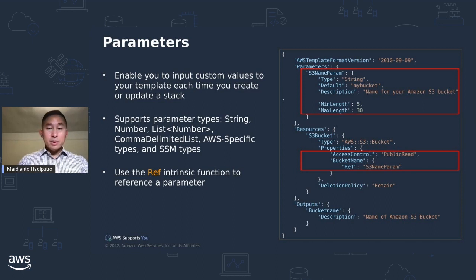You must declare parameters as one of the following: string, numbers, or AWS specific types. And we use the Ref intrinsic function, which I will cover later, to reference or get the values of the parameter. Shown here on the right-hand side is an example of a JSON formatted template using the parameter section that asks the user to provide the S3 bucket name during stack deployment. Now let's go to our demo.